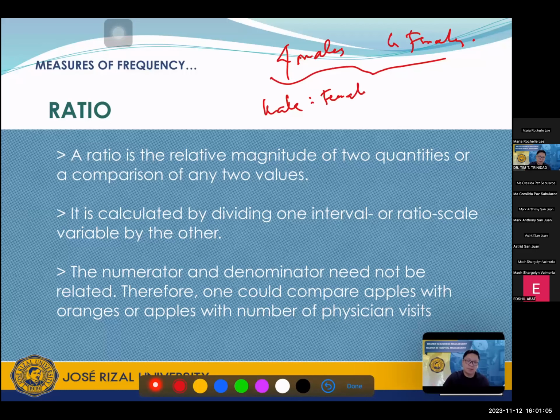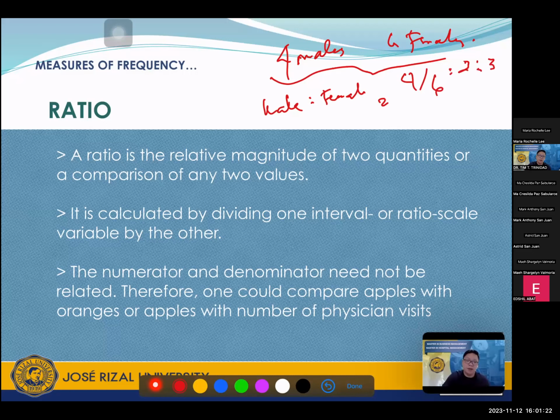What's the male to female ratio? 4 is to 6. Can you reduce that a bit more into its reducible form? 2 is to 3. Okay, so it becomes 2 is to 3.